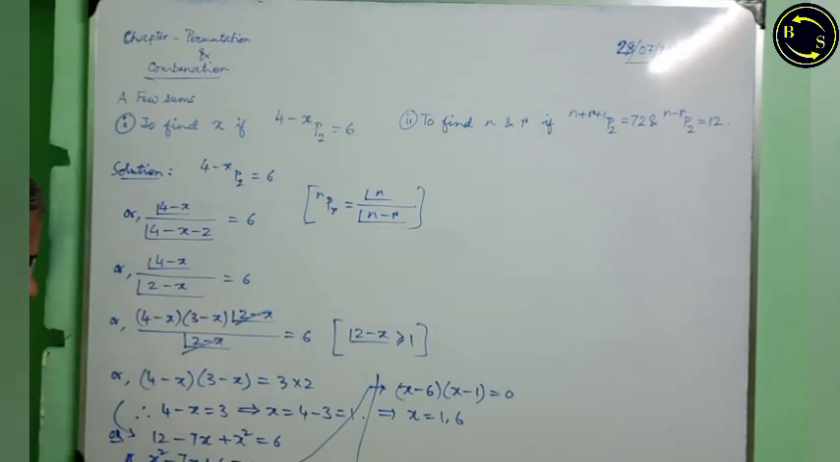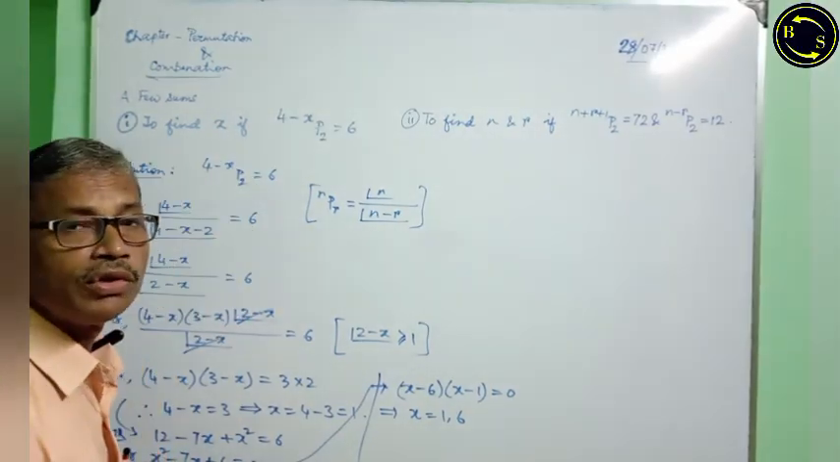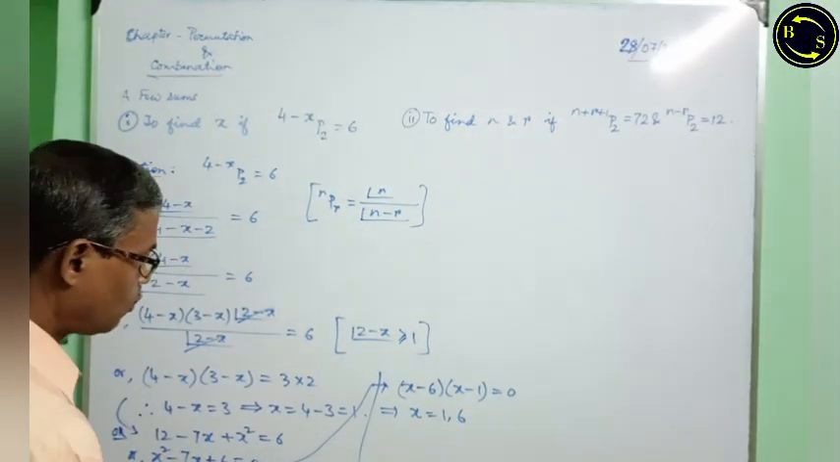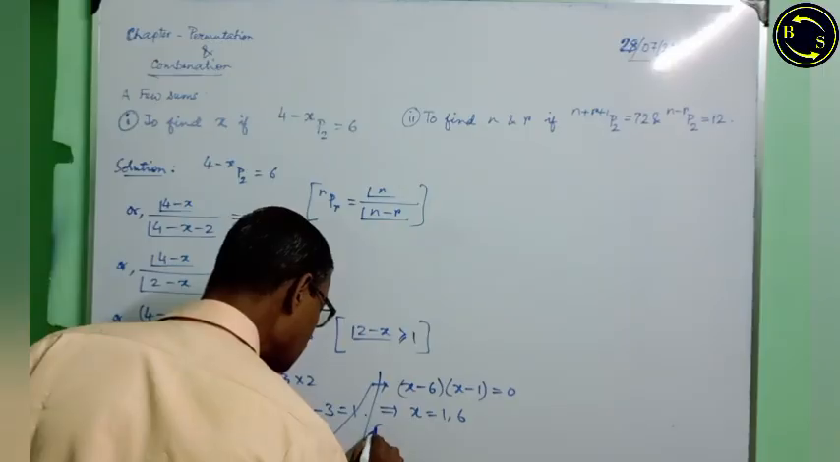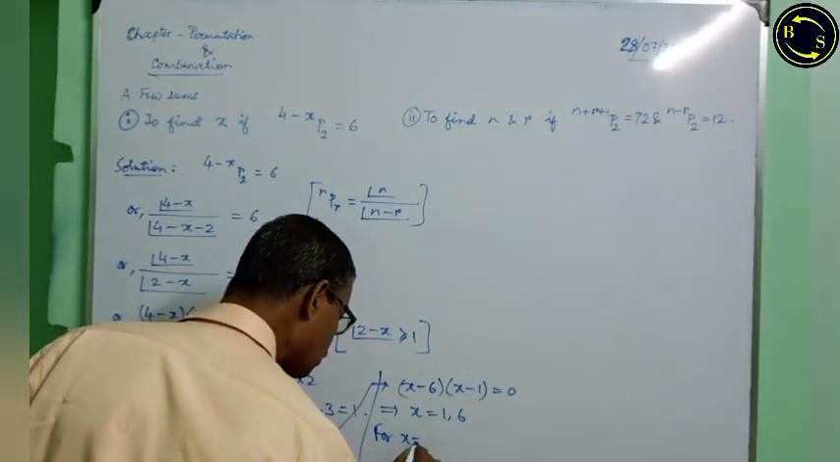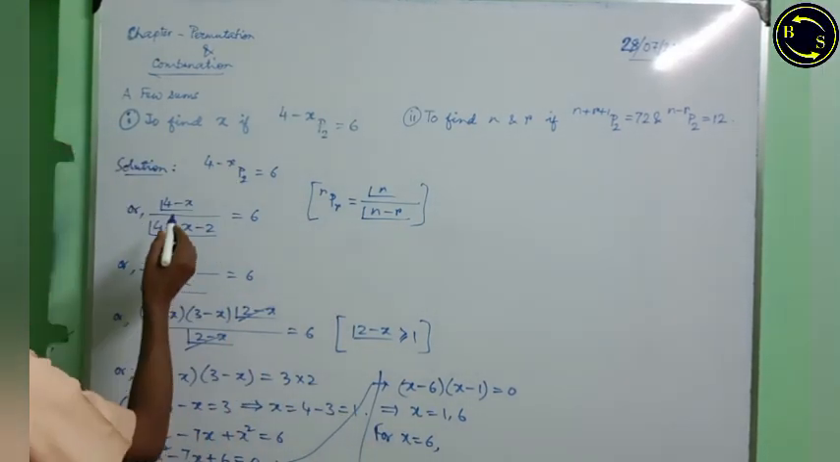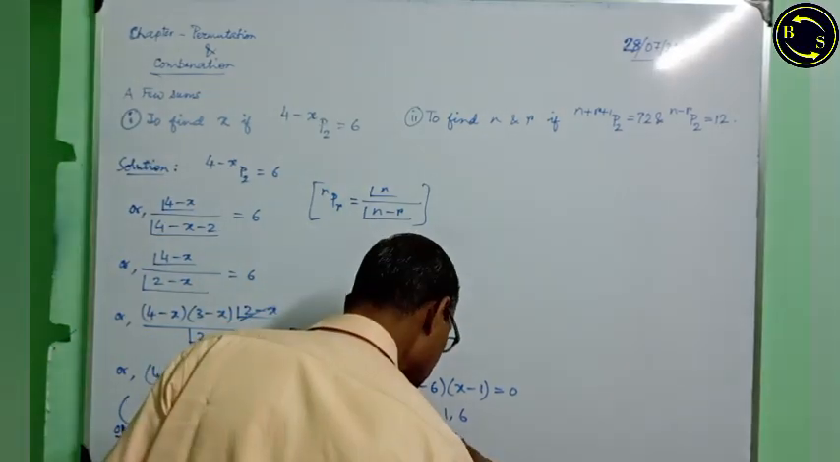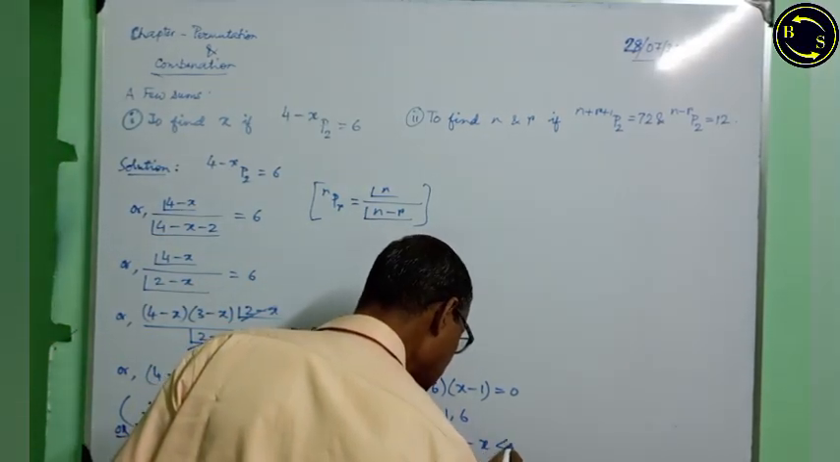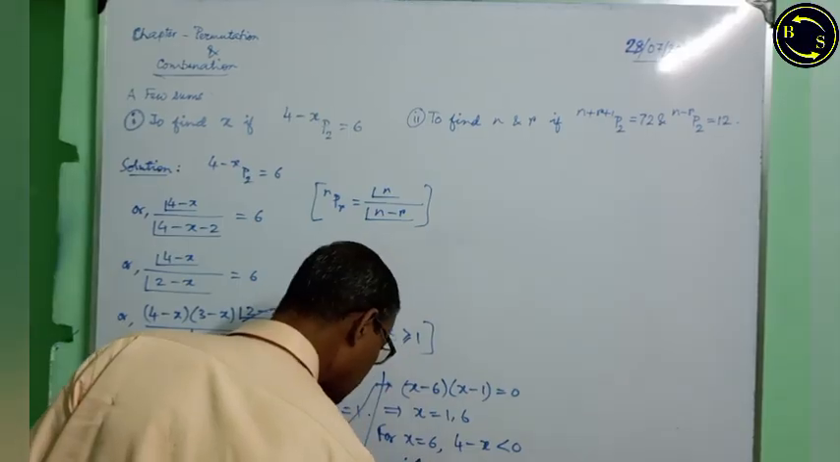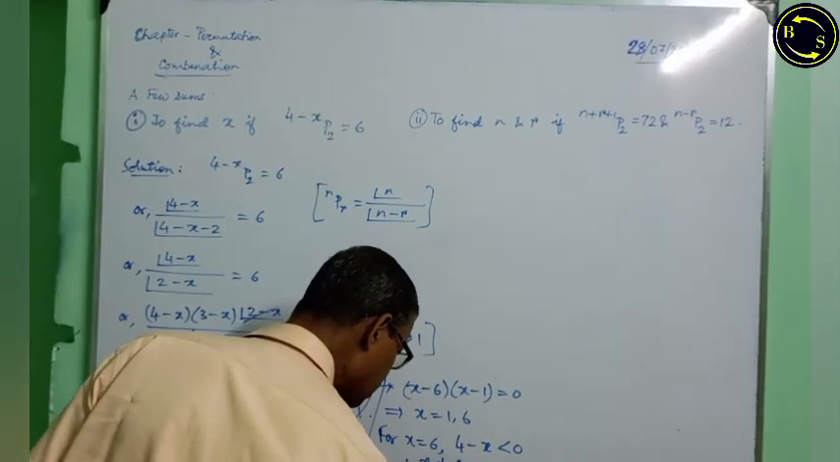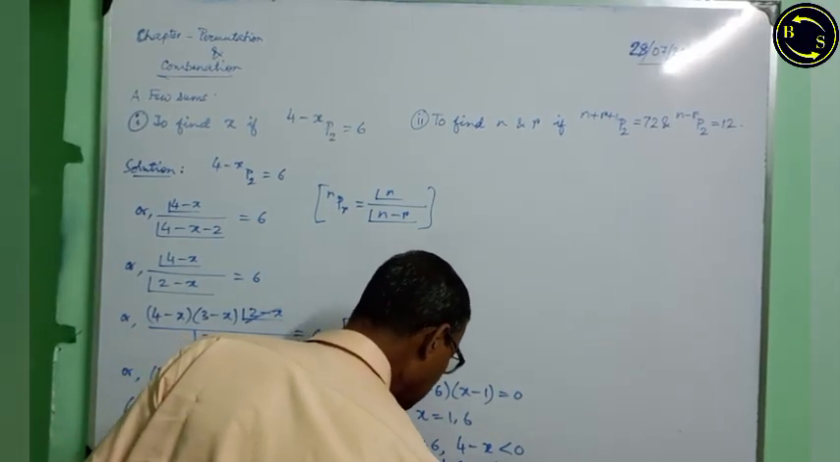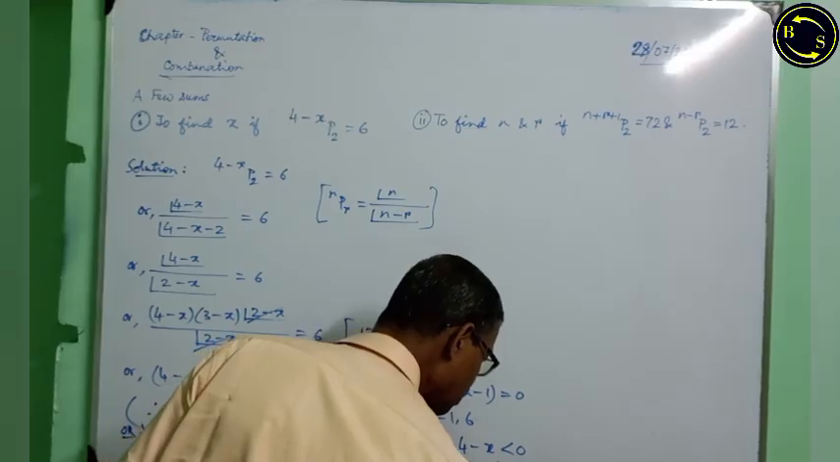Now we have to check which value is to be accepted. For x equal to 6, you see 4 minus x is there. 4 minus x is negative, therefore x is not equal to 6. Therefore, finally, x equal to 1. This is the answer.